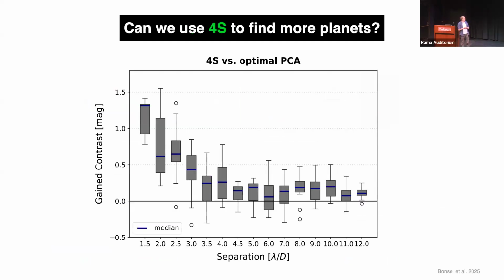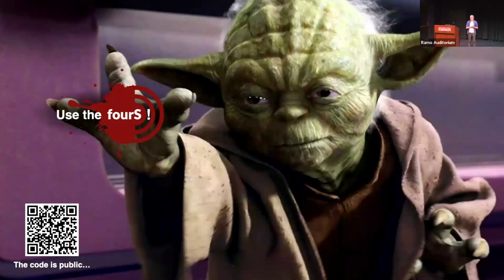Okay, so if you have such a data set, you can get really big improvements of more than a magnitude, especially at small separations. And this motivated me to start the time to use the force. And I also want you to use the force because the force is on GitHub.